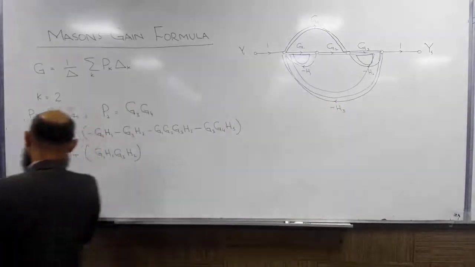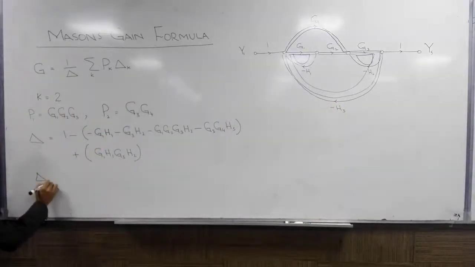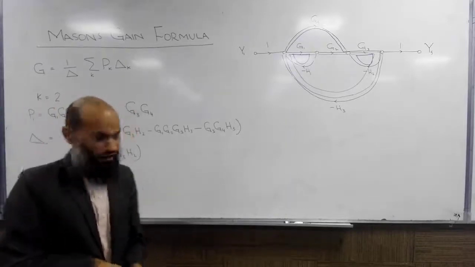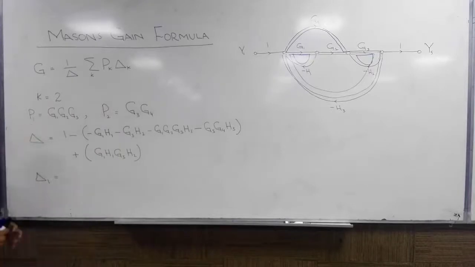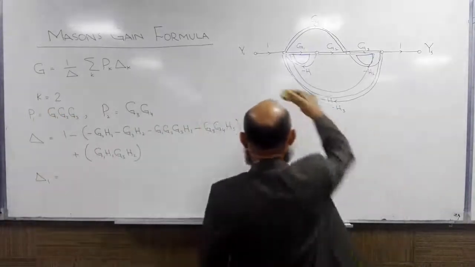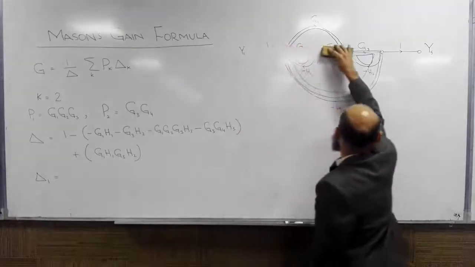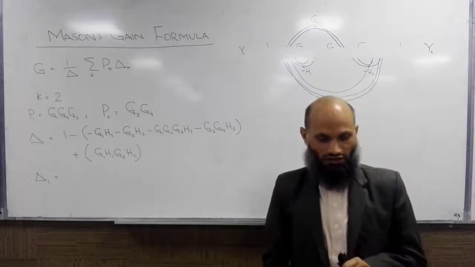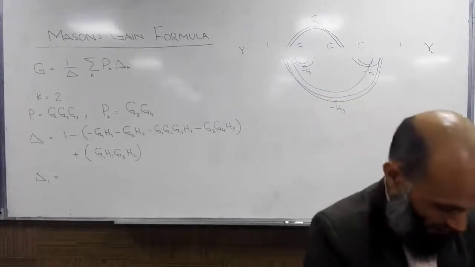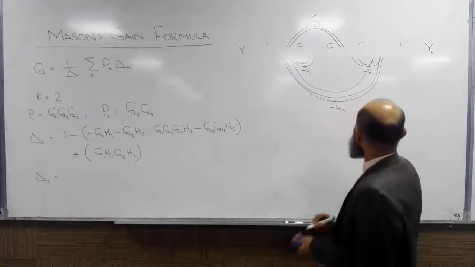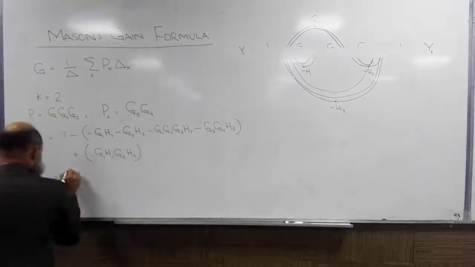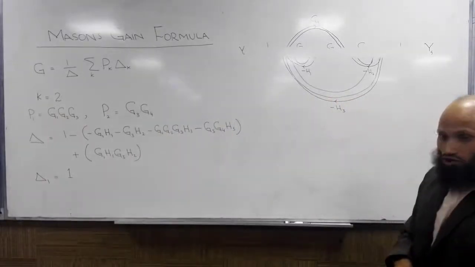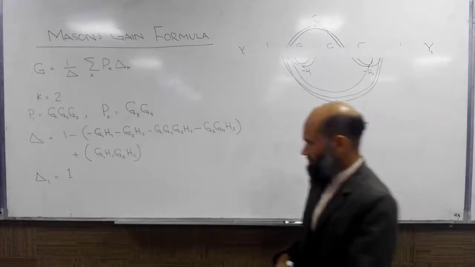How to determine delta 1? Remove the first forward path and then apply the same strategy. So we remove first forward path. By removing a path, we not only remove branches but also nodes that are there in that particular path. So if we remove this, how many loops are there? There is no loop, no closed path. So delta 1 is 1.